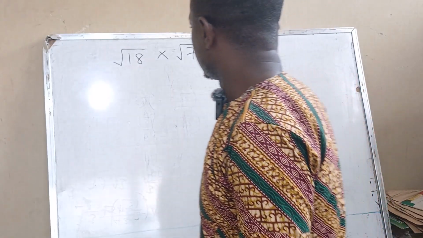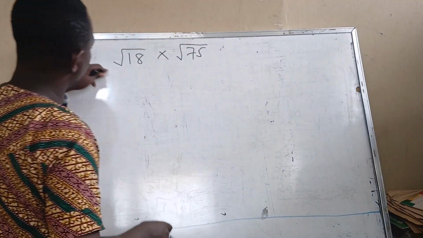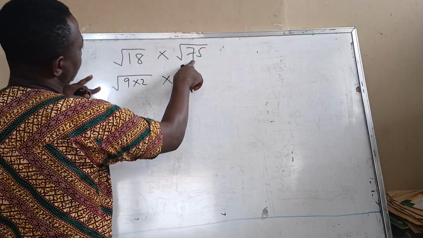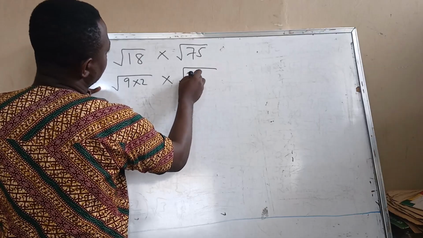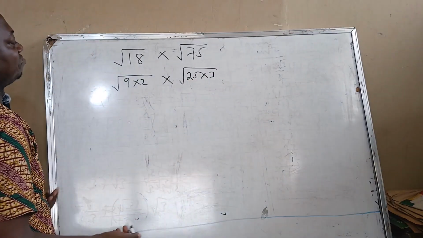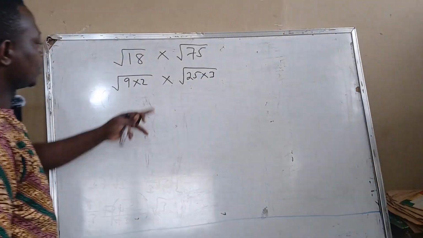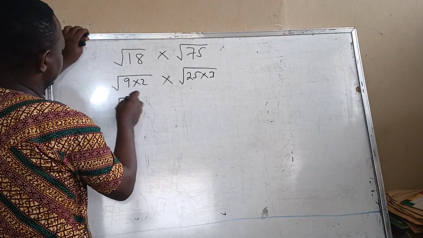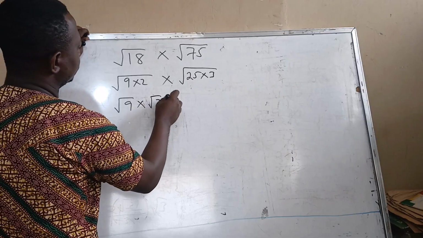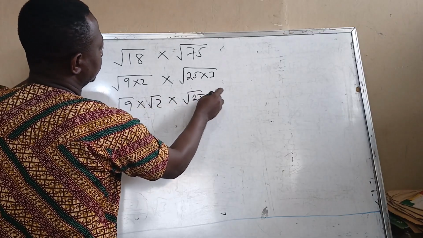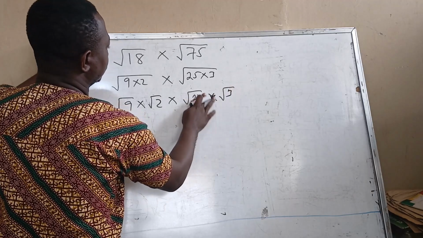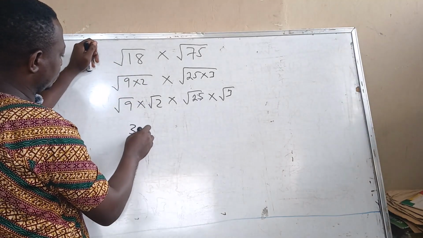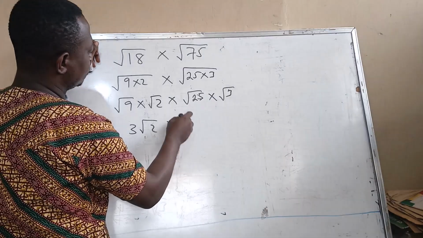Okay. So from here, I'll reduce this one since 18 is 9 times 2 and 75 is 25 times 3. Okay. So this and that are not the same. And because we are multiplying, we are okay. So from here, this side is the same as square root of 9 times square root of 2, square root of 25 times square root of 3. So this side will be 3 with 2. And this side will be 5 with 3.